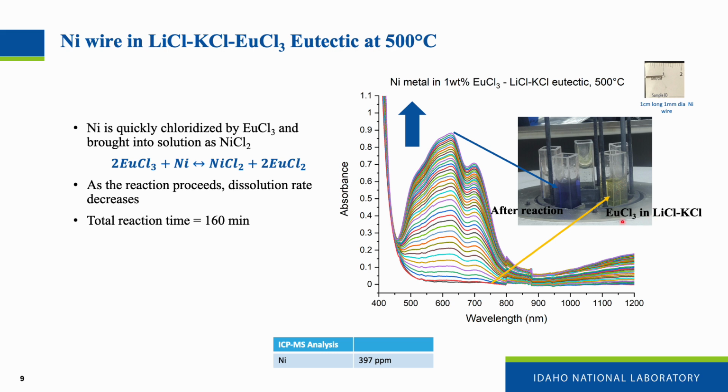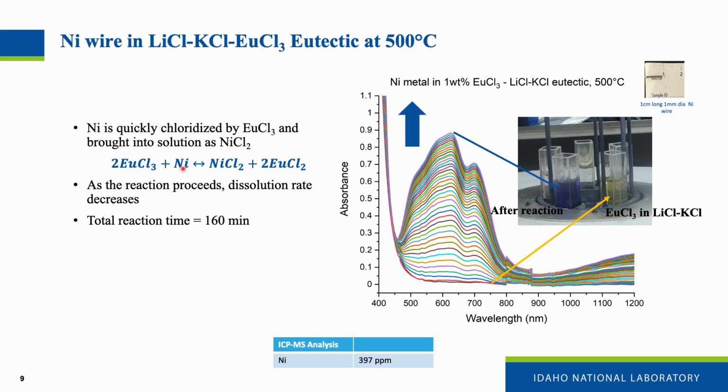So we start with europium chloride, 1 weight percent loaded into lithium chloride potassium chloride salt, and it gives a peak like this. This is the saturated peak for europium chloride in the region above 500 nanometers. It doesn't have any features. Then we drop a 1 centimeter wire piece of nickel metal. It's 1 millimeter in diameter, a very small piece that just goes and sits at the bottom. So we drop a piece of wire, and then we start a cyclic spectroscopy study to see if any new species comes up in the salt.